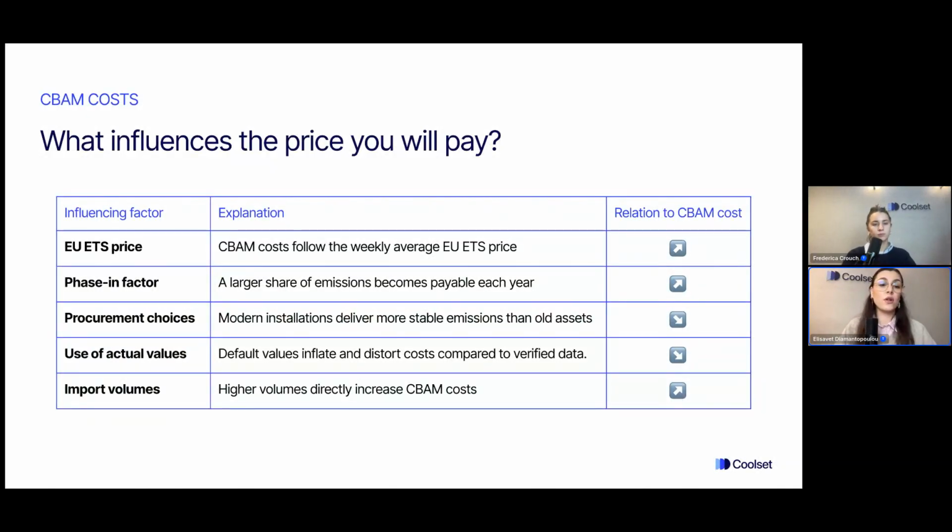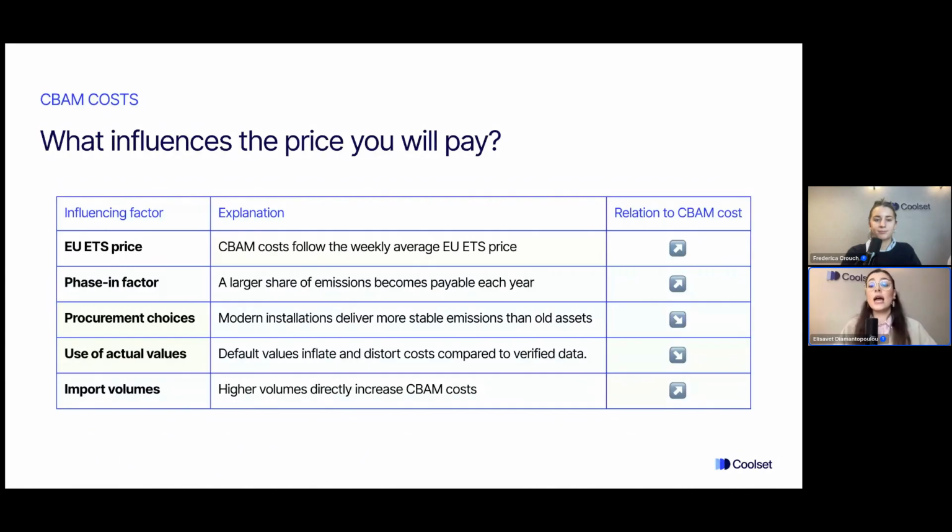First of all, the CBAM costs follow the EU ETS carbon market. So when the carbon price goes up, your CBAM costs will rise with it. Then each year after 2026, a larger share of your emissions will become payable, so the higher the share, the higher your costs. Your procurement choices also matter, as sourcing from more modern installations will lower your carbon. Another big driver is whether you're using supplier data or default values. The more you use default values, the higher your costs will be. And finally, everything scales with volume, but that's something that most probably you cannot impact in terms of CBAM.